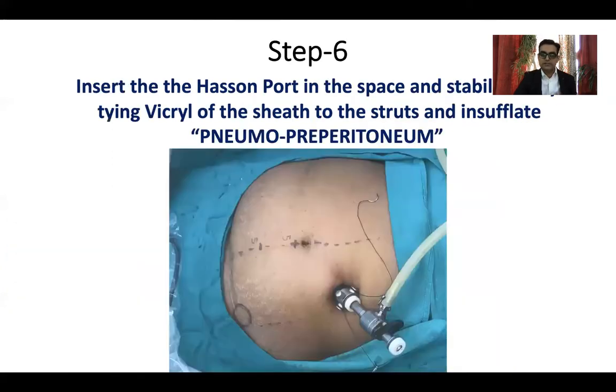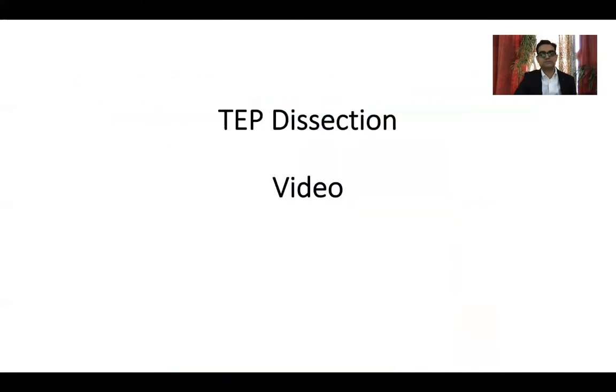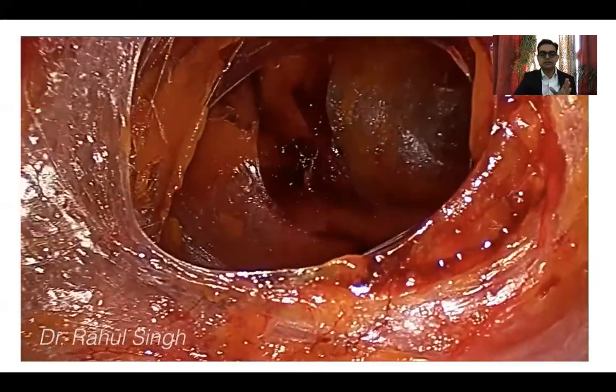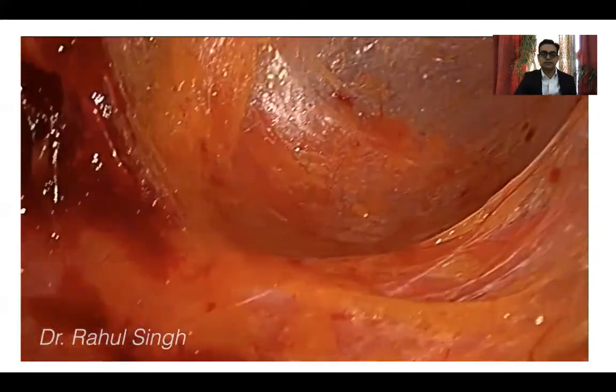Once the space is created, you place the Hassan's port in it, fix the vicryl width on the struts, and start the carbon dioxide insufflation. And now what we achieve is not pneumoperitoneum, but a pneumopreperitoneum. So a very, very small video to see once the TEP space is created, what we actually see when we put the camera inside is this.